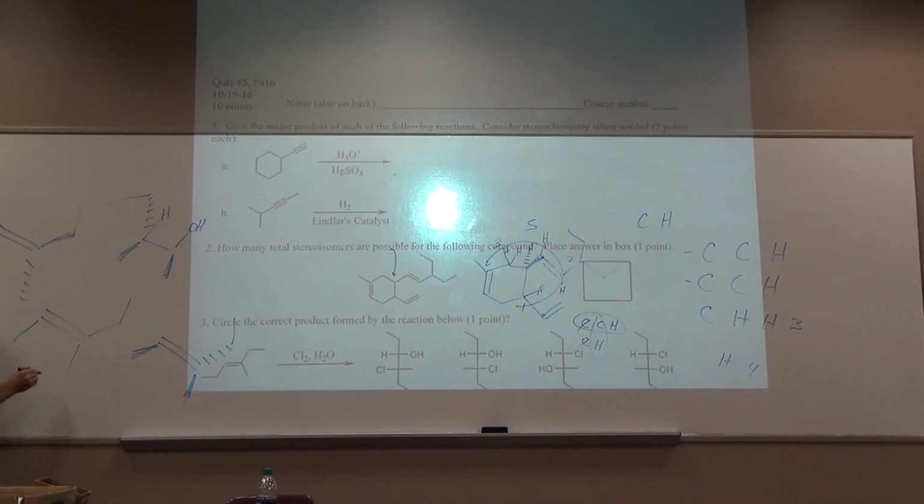Hold on. Somehow I ended up with the alpha over here. Did I have it drawn the other way originally? Okay. But you can start either way, and then when you bring in the OH, it's actually going to be over here now. You could have drawn the product like that. But that's just the enantiomer. What is the product?